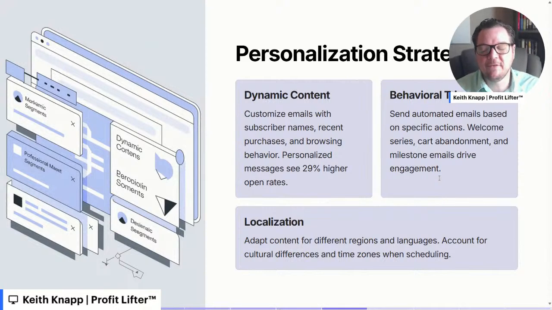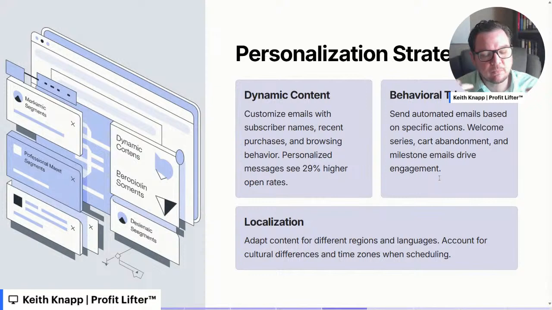Next is going to be a behavioral trigger. Send automated emails based on specific actions. Here are some examples. Welcome series: when somebody opts in, sending them a welcome series. That's a behavioral trigger. A cart abandonment, meaning they go into your cart, they don't purchase. Sending an abandoned cart sequence is completely fine.